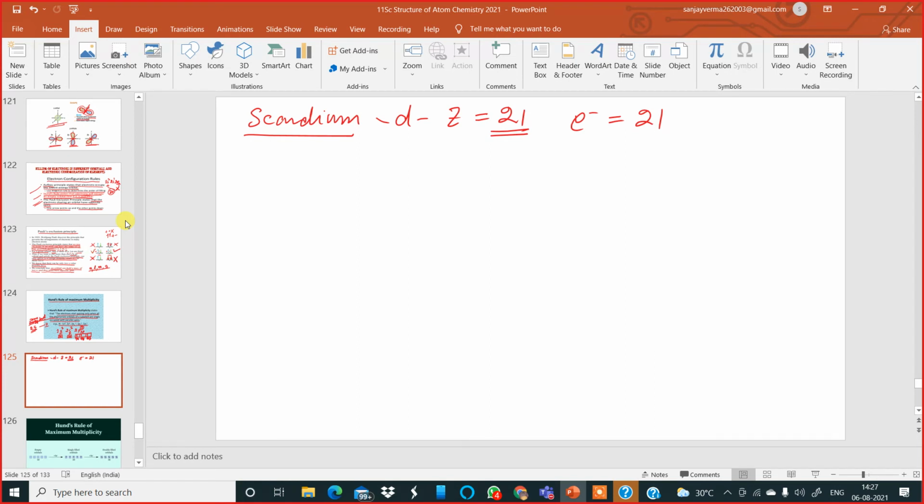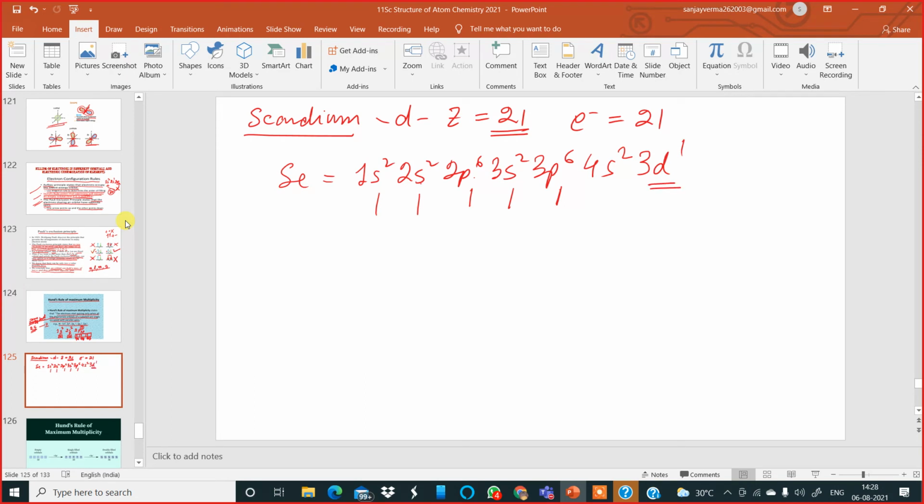Scandium electronic configuration is 1s2, 2s2, 2p6, 3s2, 3p6, then 4s. Just take the total: 2 plus 2, 4 plus 6, 10, 11, 12 plus 6, 18, 19, 20, and then 3d1. This is the d orbital.